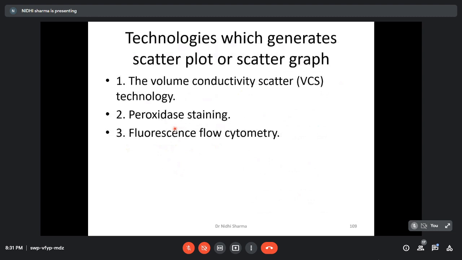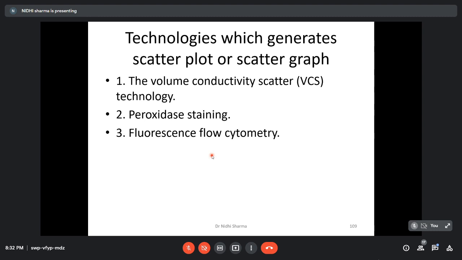When we talk of the technologies that modern analyzers use to give you a scatter graph, analyzers from various companies have different technologies, either one or a combination of them, and this is how they achieve better differentials, whether 3-part, 5-part or 7-part these days, and even higher-end models. The three technologies they mostly use are the volume conductivity scatter technology, also called the VCS technology, the peroxidase staining technology, which mostly helps in separating the basophils, and fluorescence flow cytometry, which helps in differentiating other kinds of cells, such as NRBCs, and therefore gives you a better and more detailed differential than the old analyzers.